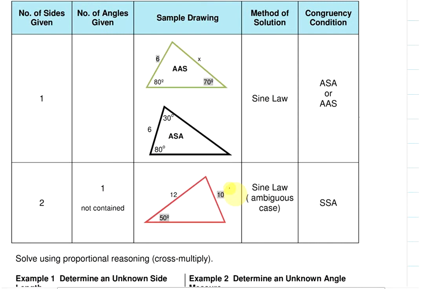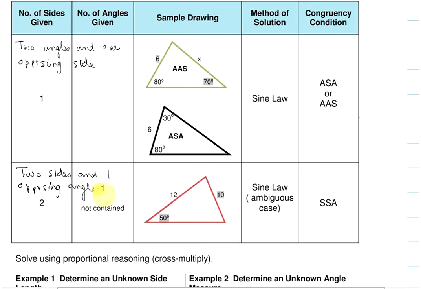Okay, so now we're going to take a look at when you would use the sine law. There are two situations where you would want to use it. One is when you are given two angles and one opposing side. And the second situation is when you are given two sides and one opposing angle.